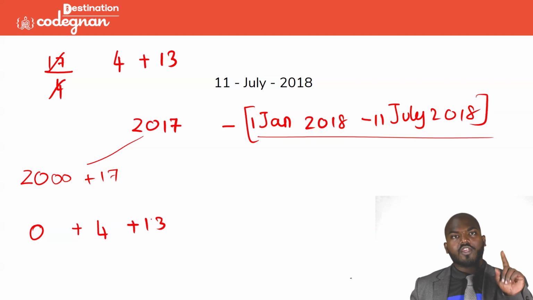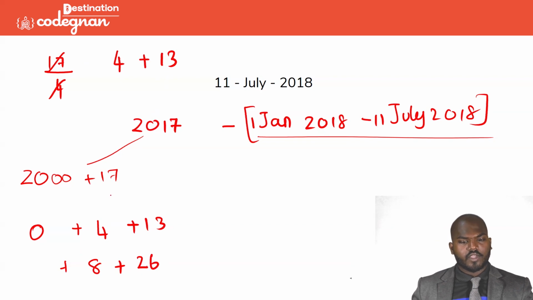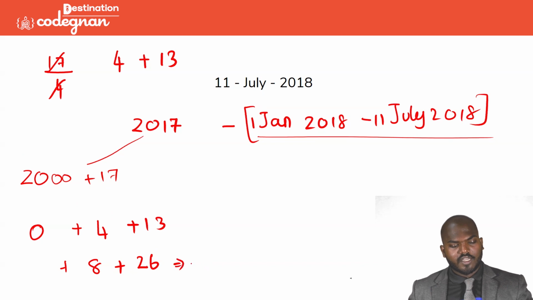So for the leap year, you need to multiply by 2. And for the normal year, you need to multiply by what? 1. So 4 times 2 is equal to 8. 13 times 1 is equal to what? 13. So 13 plus 8, we can call it 21.